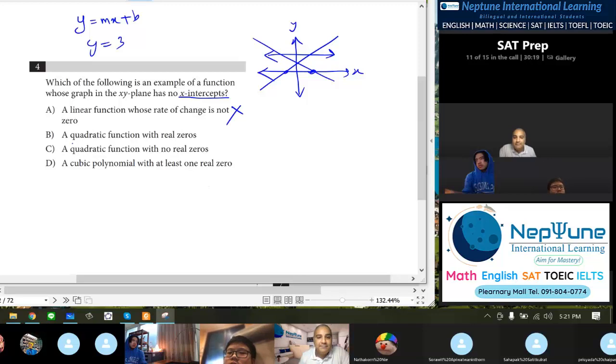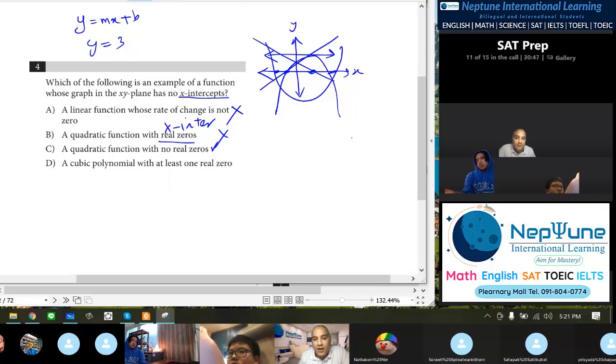A quadratic function with real zeros. Real zero is another word for x-intercept, so that's not the answer. That means a U like this, and then you have real zeros, or you have a U like that with real zeros. So that's not the answer. A quadratic function with no real zero. Okay, that's probably the answer.